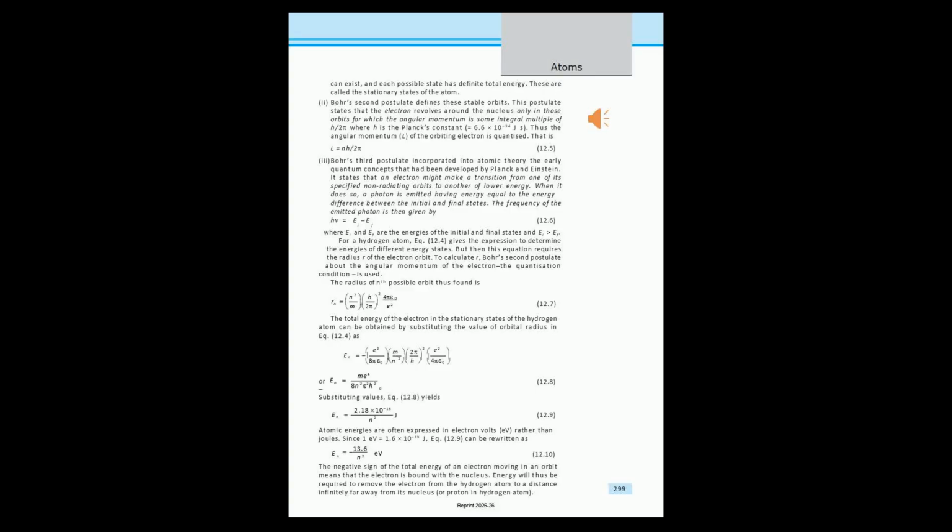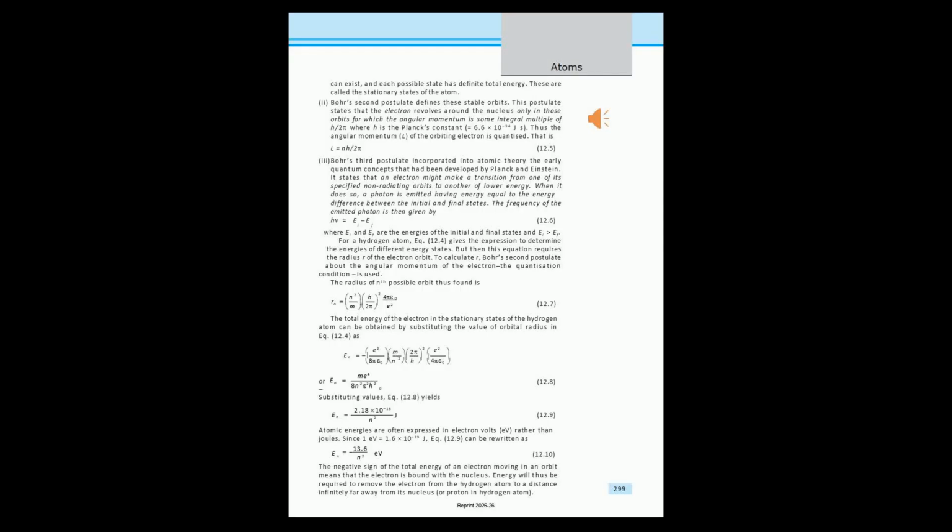The total energy of the electron in the stationary states of the hydrogen atom can be obtained by substituting the value of orbital radius in equation 12.4 as En = −e²/(8πε₀) × m/n² × (2π/h)² × e²/(4πε₀), or En = −m e⁴ / (8 n² ε₀² h²). Substituting the values, equation 12.8 yields En = −2.18 × 10^-18 / n² joule.